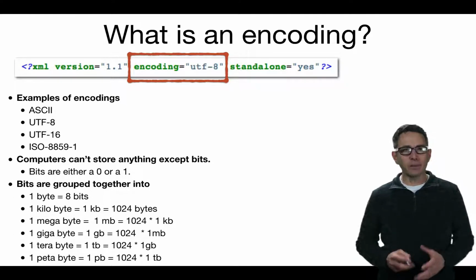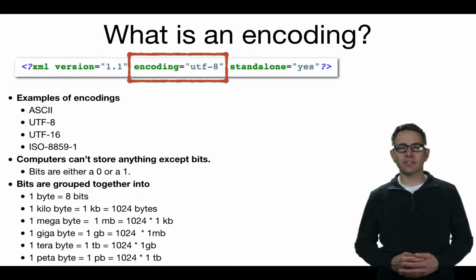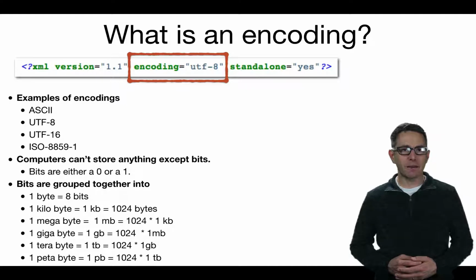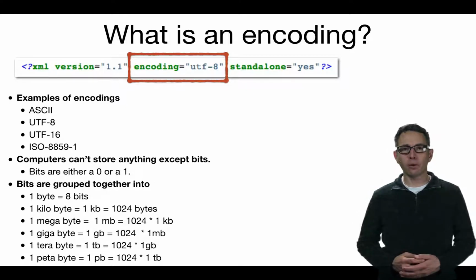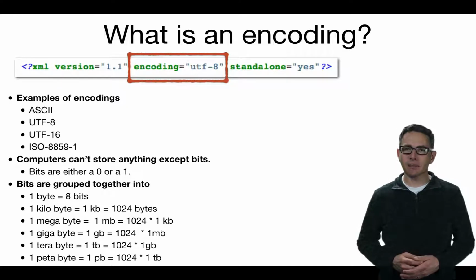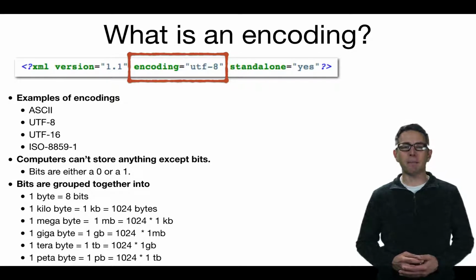At the end of the day, though, computers can't store anything except for zeros and ones. A file is always just a bunch of zeros and ones in a long line. And we group those bits together into groups of different sizes. So 8 bits becomes 1 byte, 1024 bytes becomes 1 kilobyte, 1024 kilobytes becomes a megabyte, 1024 megabytes is a gigabyte, 1024 gigabytes is a terabyte, and 1024 terabytes is a petabyte. And there are a few other words that go beyond that, for larger and larger amounts of data. Really, really big data.